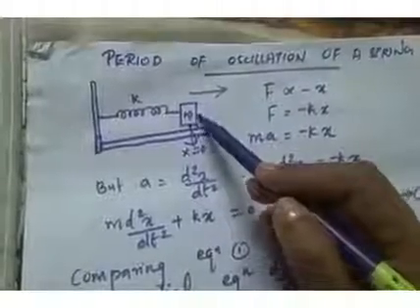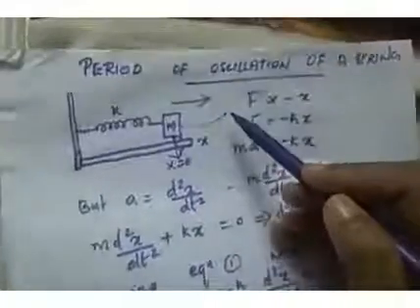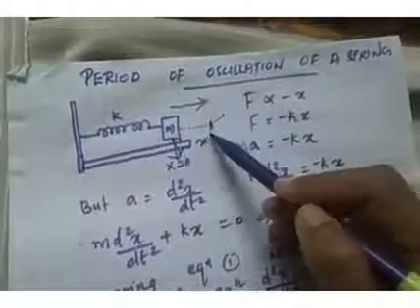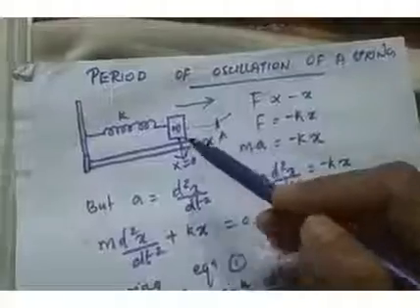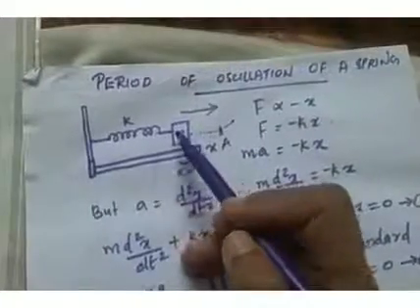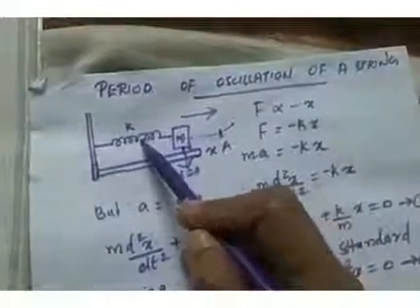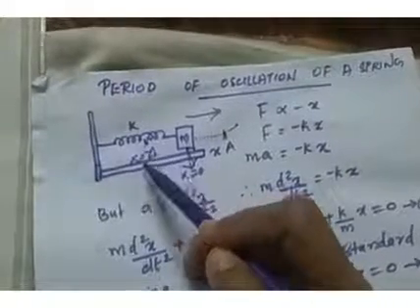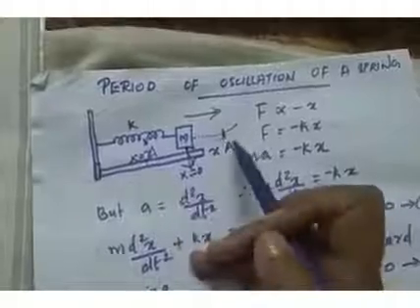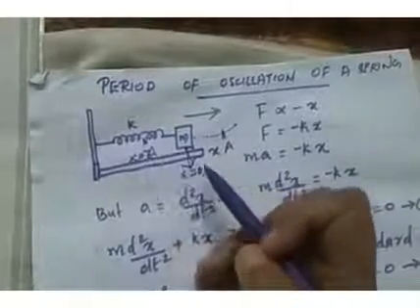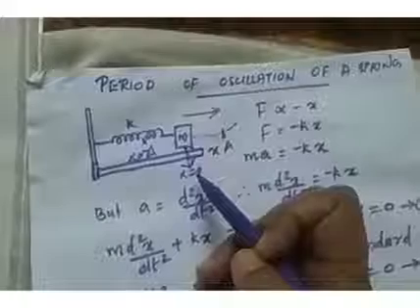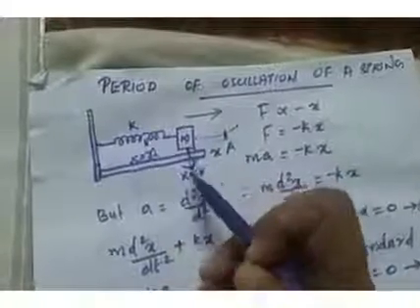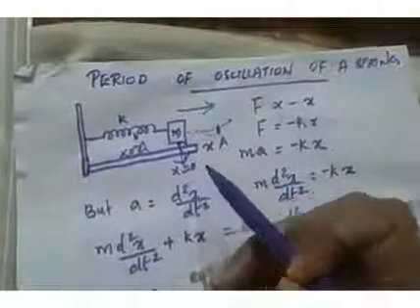So let's assume the block has extended to a maximum of x is equal to a towards the right, and towards the left suppose the block has extended to a maximum of x is equal to minus a. So x equal to minus a and plus a are the extreme positions and x equal to 0 is the mean position. The block oscillates between a and minus a about this mean position x equal to 0.